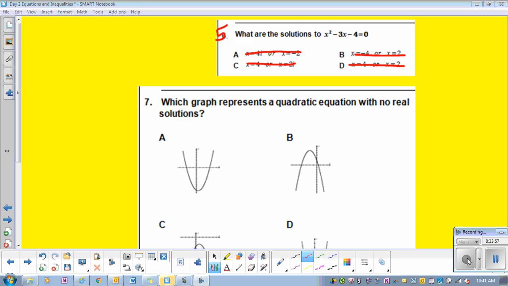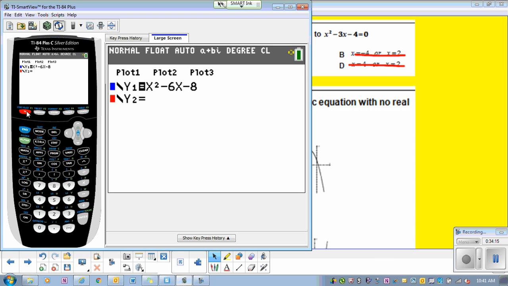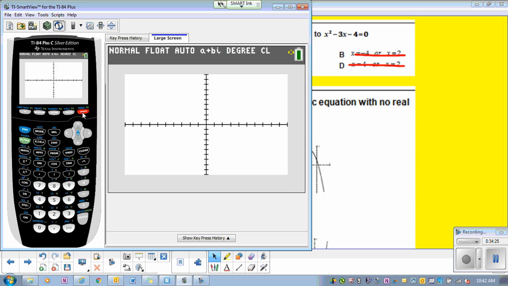You have a quadratic. What did I tell you? What is the first thing you should try with quadratics? Put it in your calculator and do what? The y equals thing. Graph it. Put in the y equals. Let's graph it. X squared minus 3x minus 4. Take a look at it.